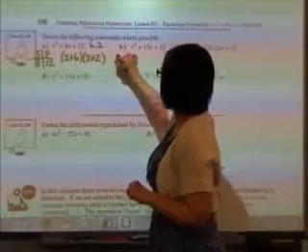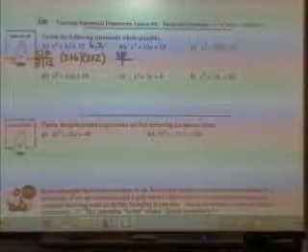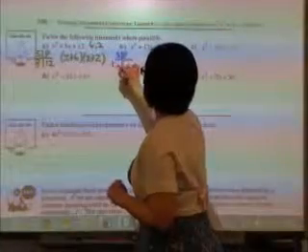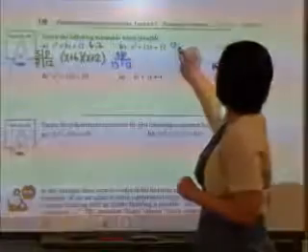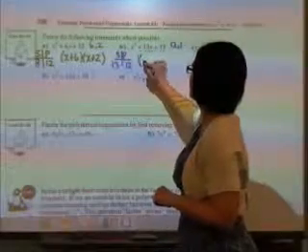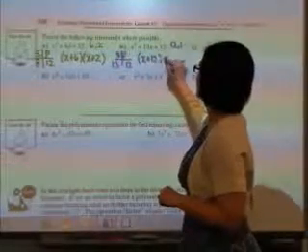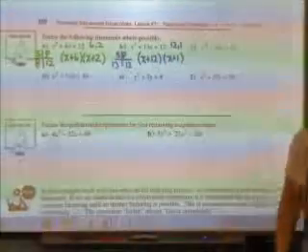So if I look at B, sum and product chart, what would the sum be? 13. And the product? 12. So two numbers that multiply to 12 and add to 13. So then what would my binomials look like? X plus 12. X plus 1. Could I write it as x plus 1 times x plus 12? Yeah.